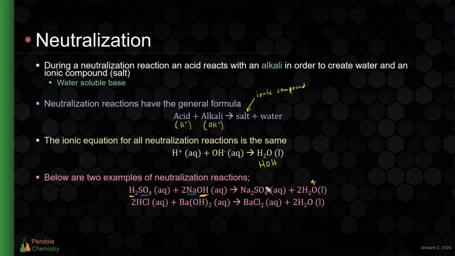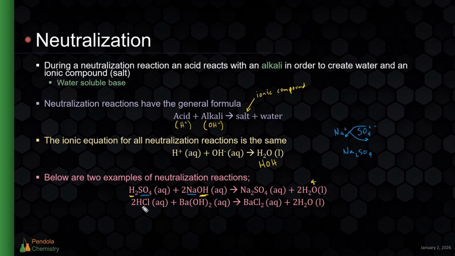The Na2SO4 is going to come from the fact that the sodium ion is Na+, whereas the SO4 ion is SO4 2-. When we cross these, we get a 2-to-1 ratio of Na2SO4. And that's where the sodium sulfate comes from. That is what we call the salt, the ionic compound created by this neutralization reaction.